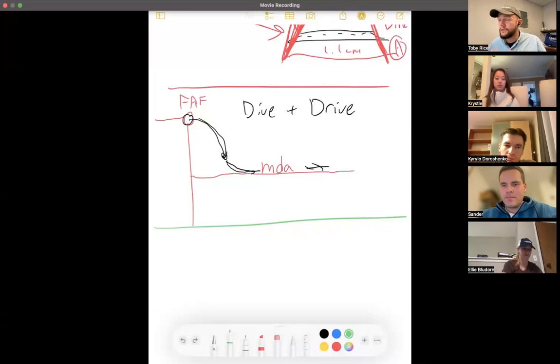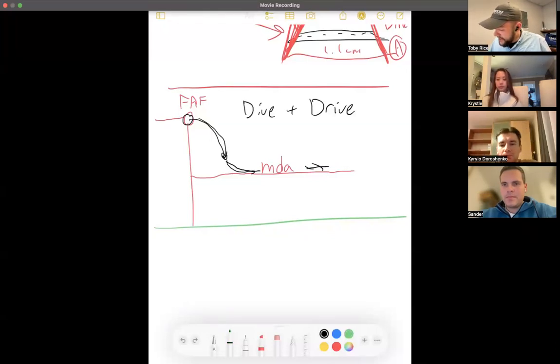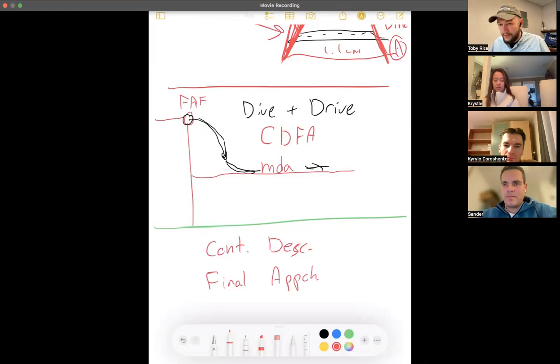Or maybe it was an approach that I hadn't thoroughly planned because I had to divert somewhere unexpected, and it's easier for me just to descend down to the altitude quickly, not have to think about it, and then just fly the numbers. However, the best thing that you can do is figure out something called a CDFA. That stands for continuous descent final approach. CDFA. It looks like this.